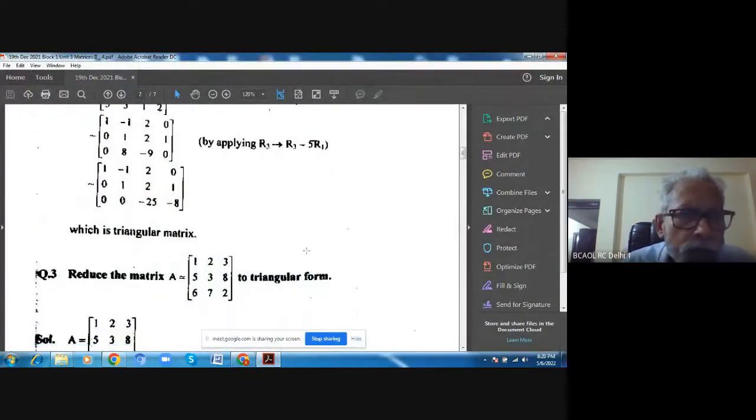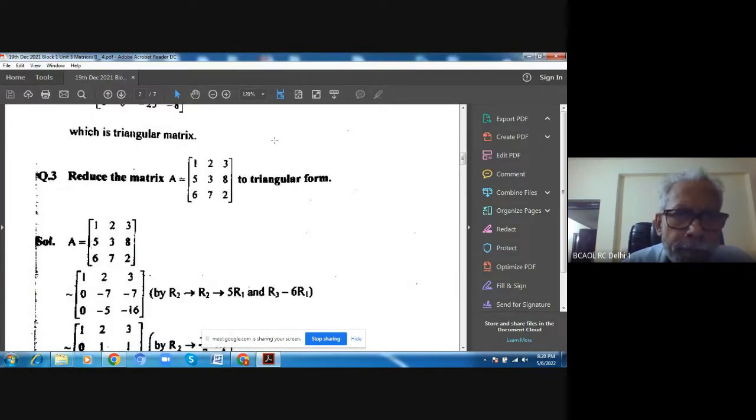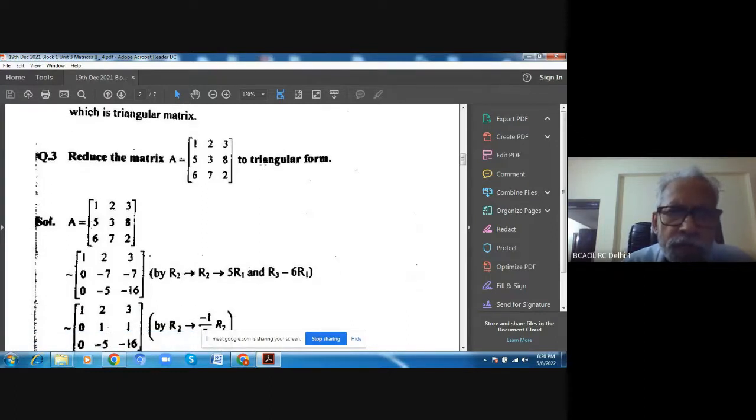Okay, so then you see the another one. Same thing. Here also you see the triangle formation. So 6, 5, and 7, your target is to make it a 0. Okay.